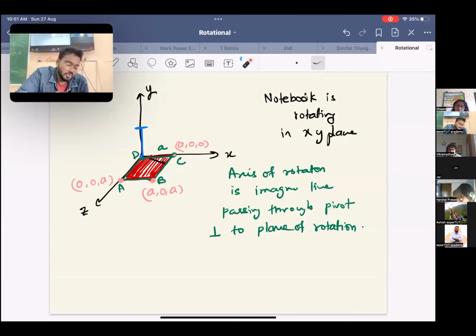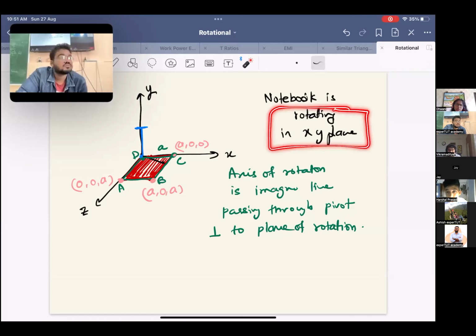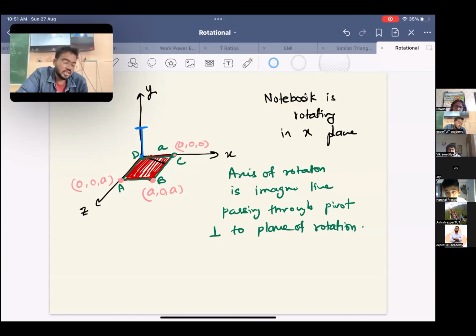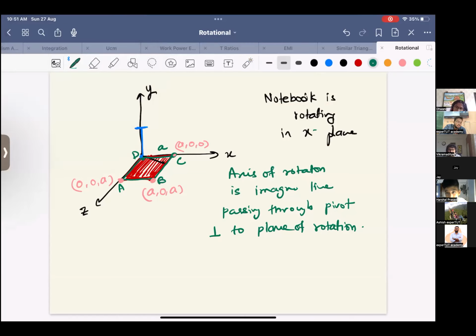The plane of rotation in this case is which plane? Why did I write the xy plane? That was wrong. Did you write xy? Look, the notebook is rotating in this exact plane. So what is the plane of rotation? This is the exact plane. Okay, if this rotates, the point D will stay there. It will not be moving, right? Point D is not moving.